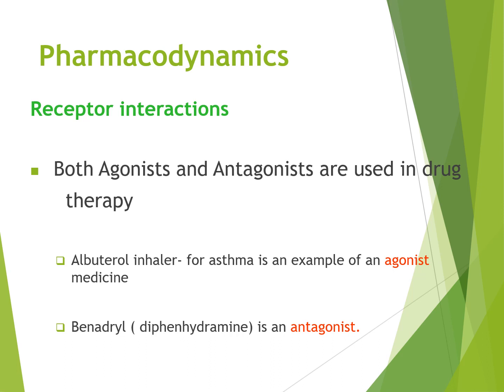Both agonists and antagonists are used in drug therapy for their effects. For example, albuterol inhalers for asthma are an example of an agonist medication, something that occurs naturally that I wanted to do. Benadryl, diphenhydramine, is actually an antagonist, preventing histamine release.